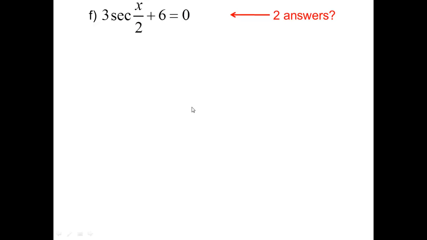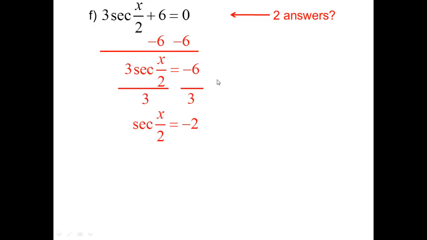And again, if you're multiplying the angle, it's perfectly safe to assume you have a multiple of that number of angles. When you are dividing the angle, it's safer just to assume that there's 2, and then double check your answers when you're done. So we'll go ahead and subtract 6, divide by 3. I get secant of x over 2 equals -2.